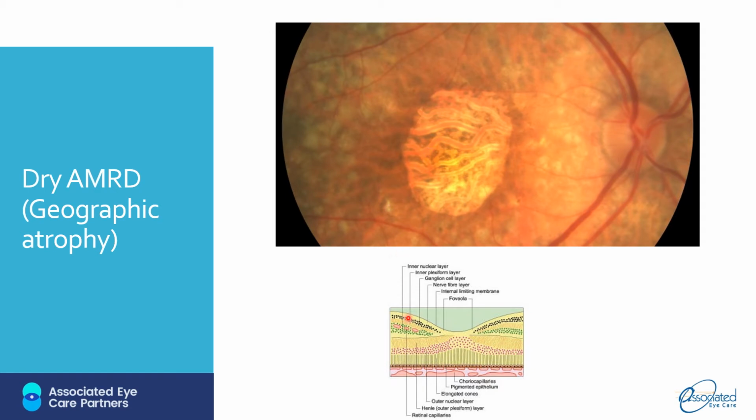But this patient has atrophy, which means this whole part is just gone. There's nothing here anymore. So you're looking at the choroidal vessels laid bare. So that's what this is. These vessels are always there. They're just usually harder to see.